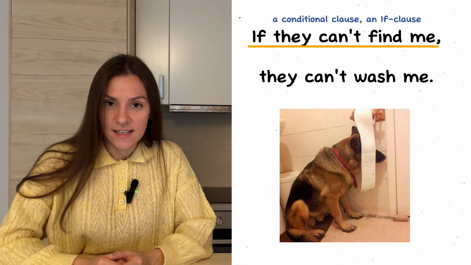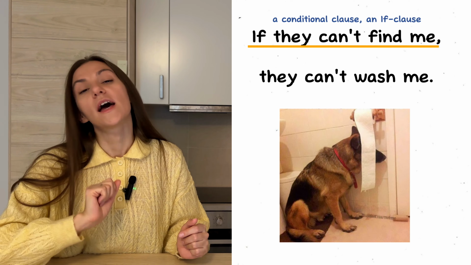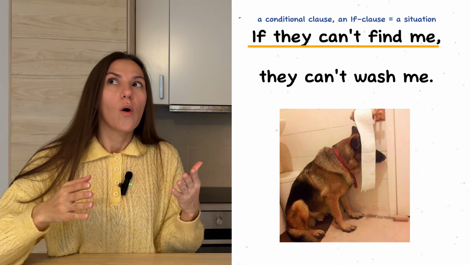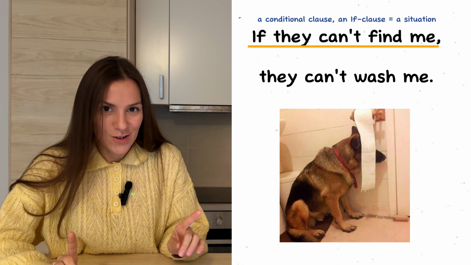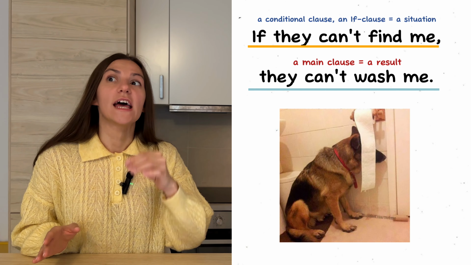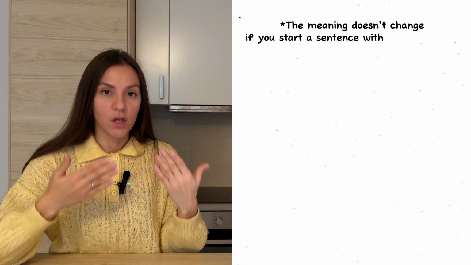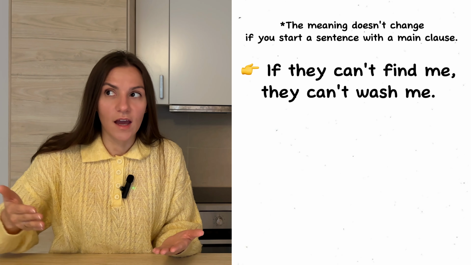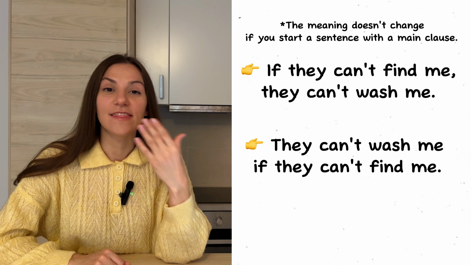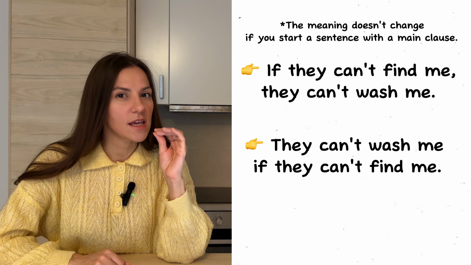The first part in this sentence starts with if, and it is called a conditional clause or an if clause. It usually shows an uncertain or an imaginary situation. The second part is a main clause. A main clause usually shows the result of this situation. It doesn't matter what goes first. You can say, if they can't find me, they can't wash me. Or, they can't wash me if they can't find me. The meaning doesn't change, but you can notice a slight difference in writing.